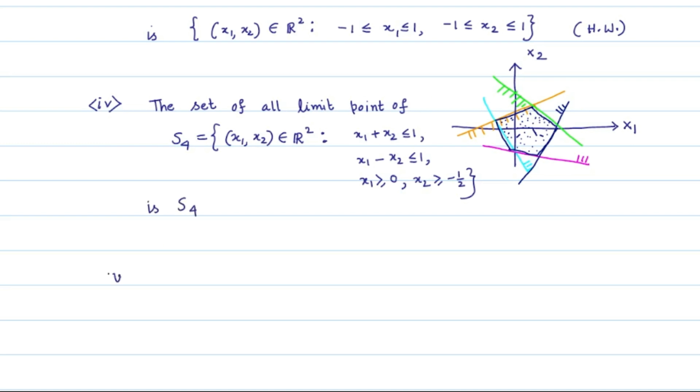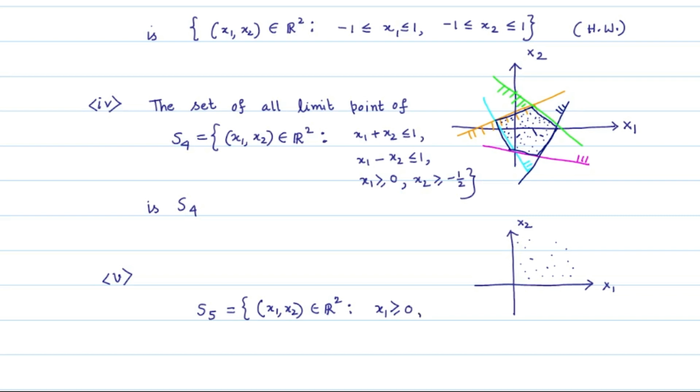Let us take one more example. Say the set of all points in the R2 plane which are in the first quadrant. That is, we take the set given by x1 greater than or equal to 0 and x2 greater than or equal to 0.